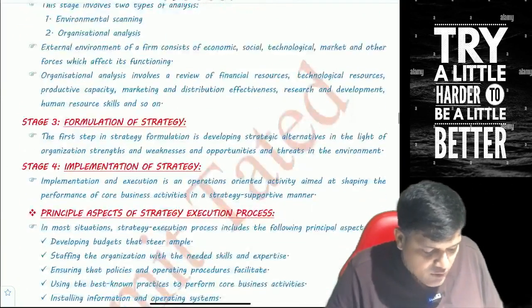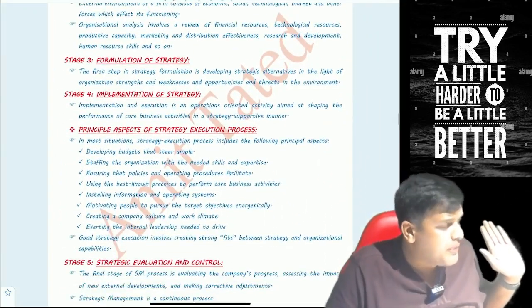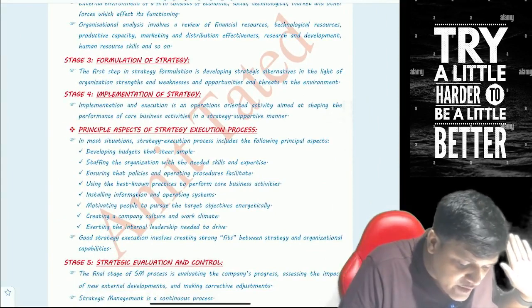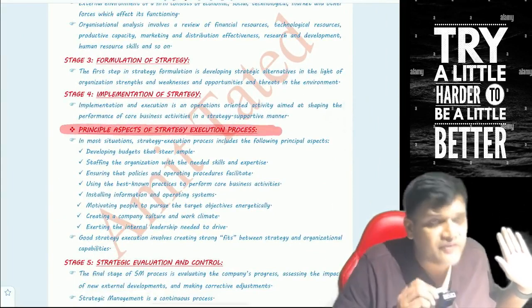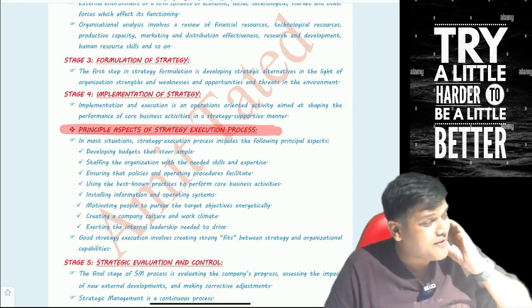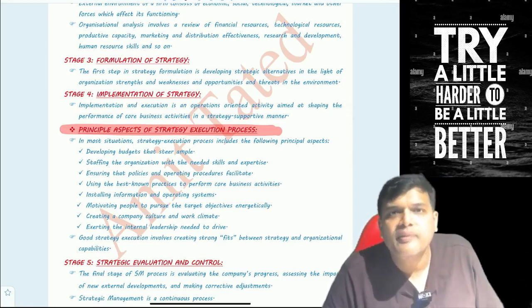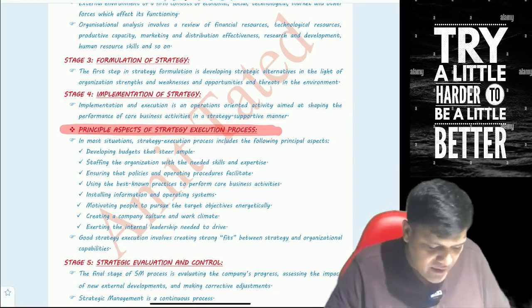On the next page also you have the same content which we have discussed already. Here only one answer: principal aspects of the strategy evaluation and execution process. I will discuss it tomorrow in chapter 7. I will not discuss it right now. Along with chapter 7 I will discuss the principal aspects of strategy execution. How will we execute strategy? When we implement, we will execute, and at that time we will see. Right now, this is your chapter 3.